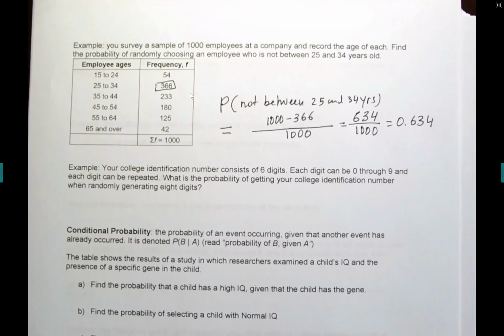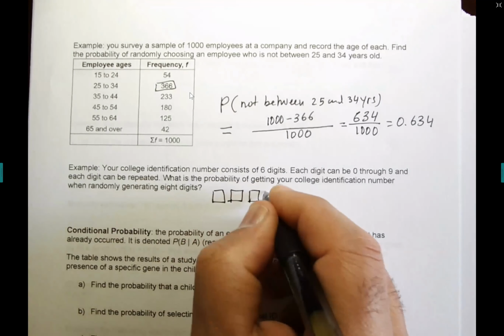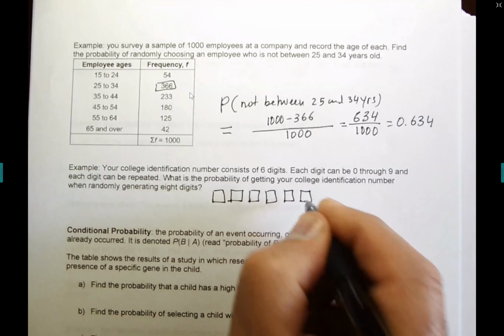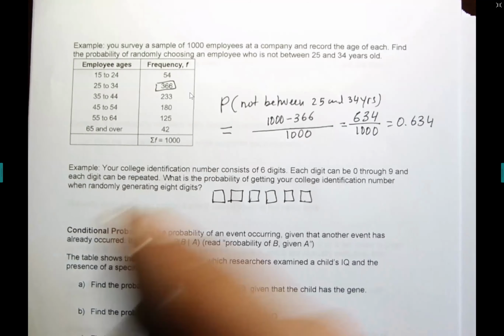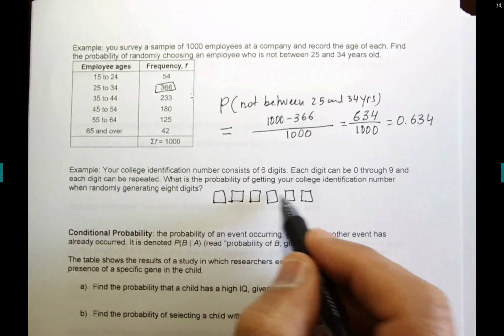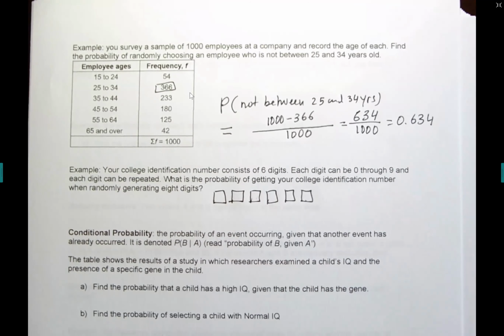Example. Your college identification number consists of 6 digits. Let's see if you can help me with this. Each digit can be from 0 to 9, and each digit can be repeated. So your college ID number could be, for example, 112277. You can repeat digits. What is the probability of getting your college identification number when randomly generating 6 digits here?